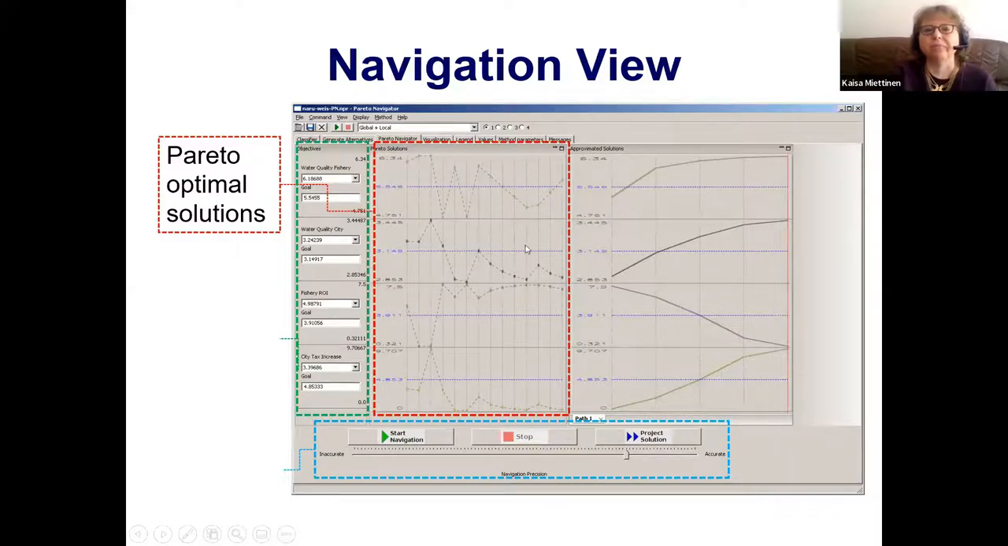So here we have the pre-generated point set and the navigation started at this point. And here we have four objective functions. The blue lines represent the desired values that the decision maker has provided, and the navigation has led to this kind of situation where one can see how the function values evolve, which ones get better, which ones get worse, and eventually find the best balance in this way.